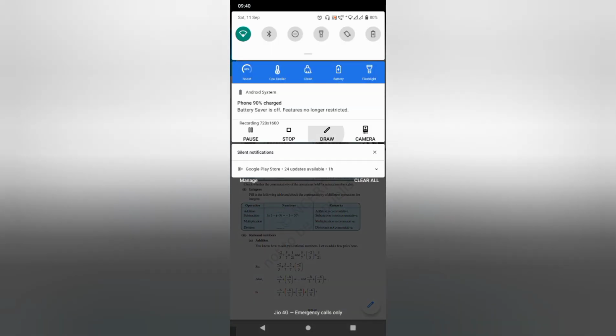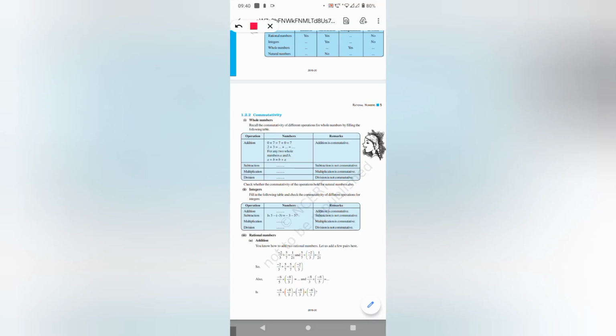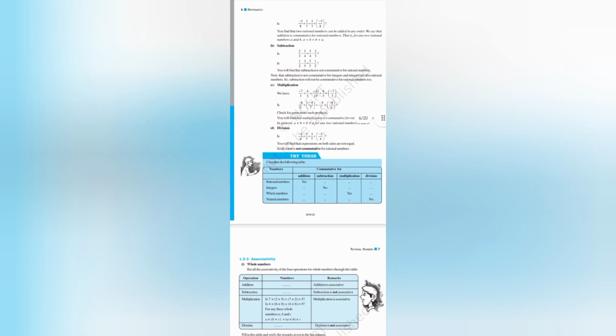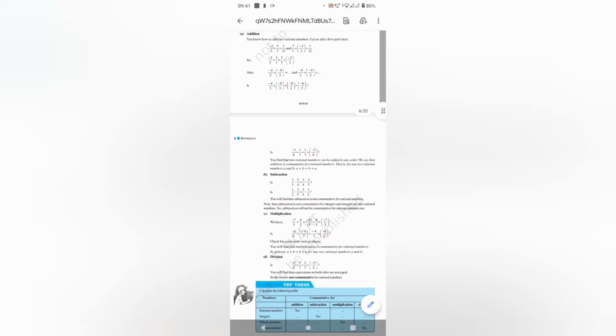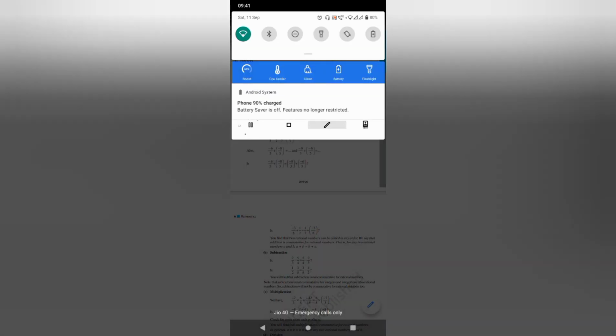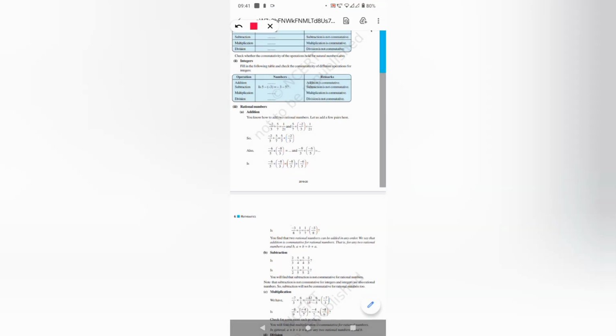This is the property of rational numbers, the commutative property. Whole numbers, integers, rational numbers. Basically, in the commutative property, we just have a and b.